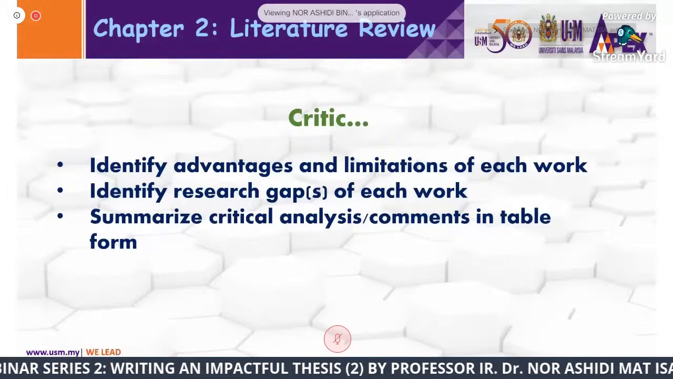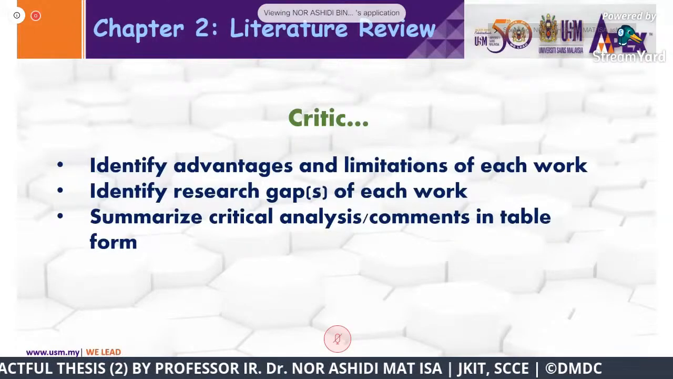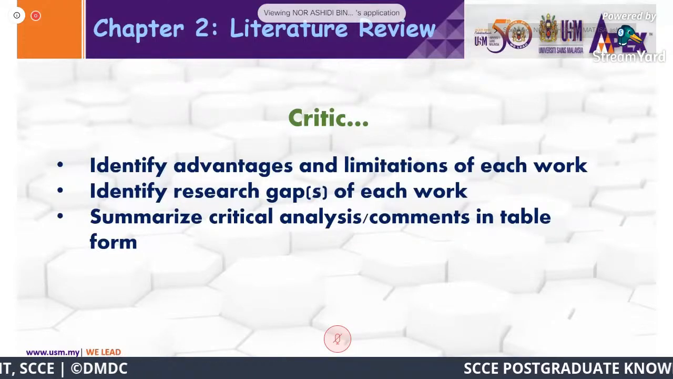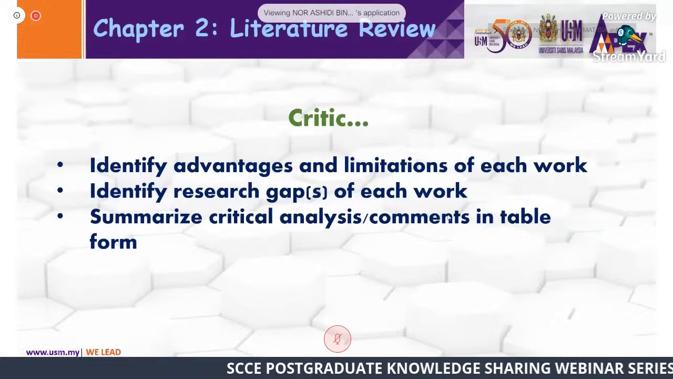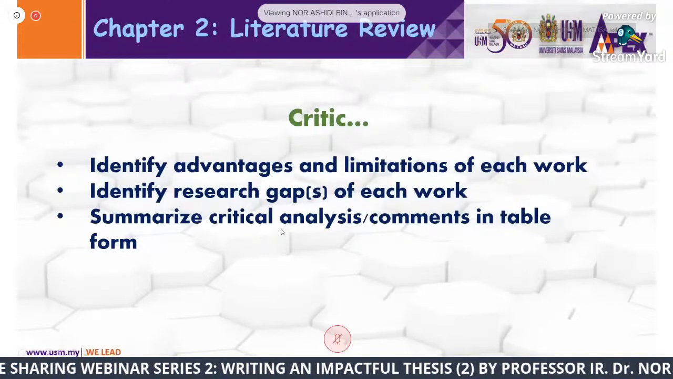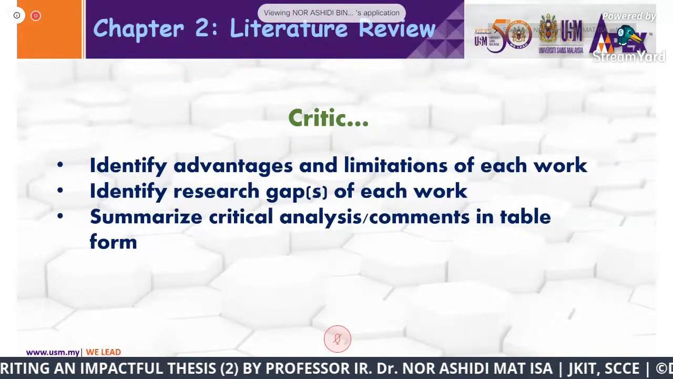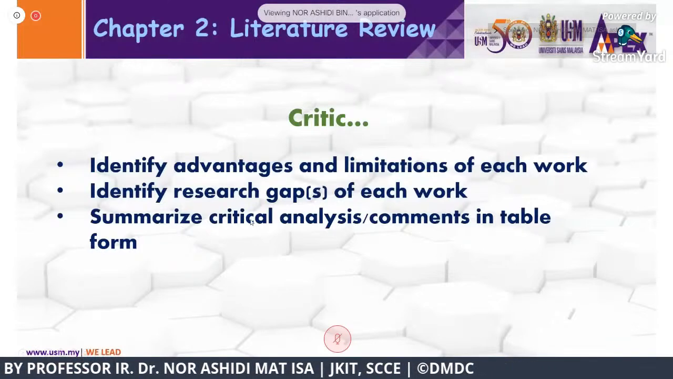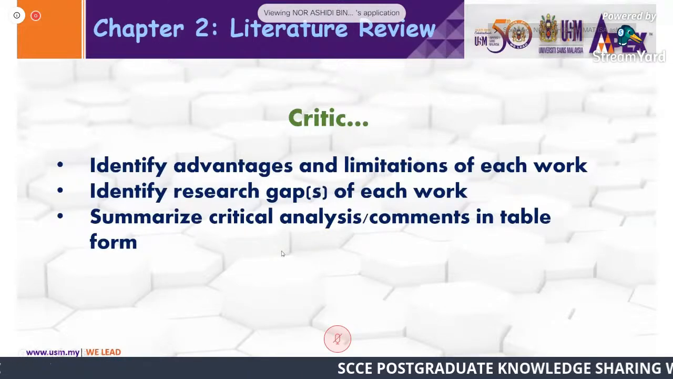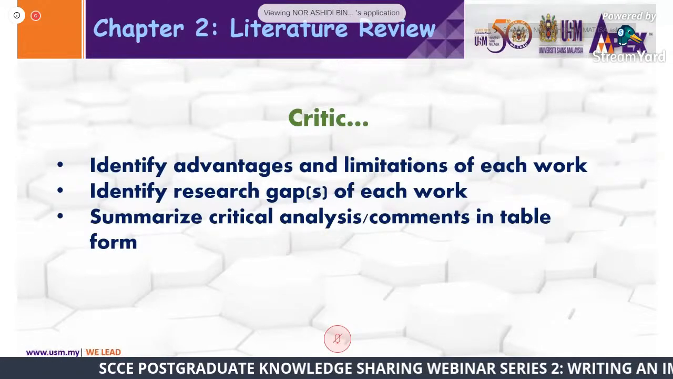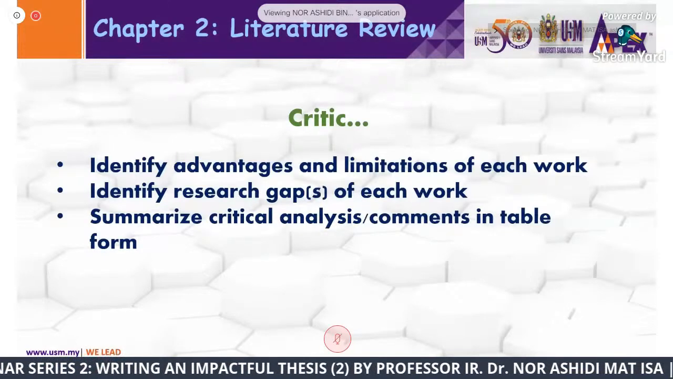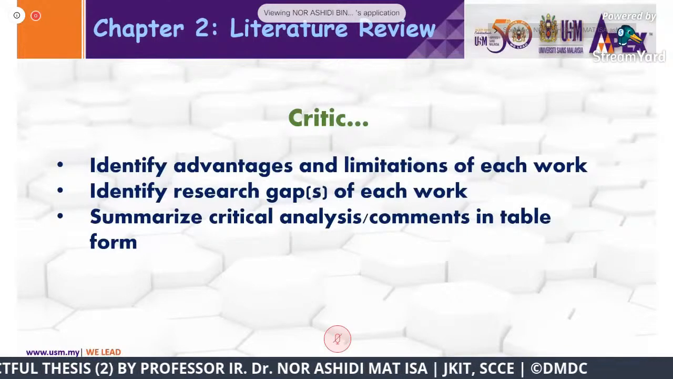So that's why this is the most important thing of your literature review, which is critique, the third process. Get the advantages, identify the limitations. From the limitations, try to derive your research gap. And once again, combine your critical analysis in table form, similar to the table form when you do the report. So the report is on one side, with information from the report process, and the other side will be the information from your critique process.